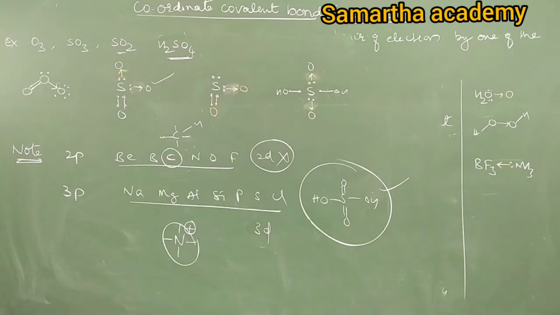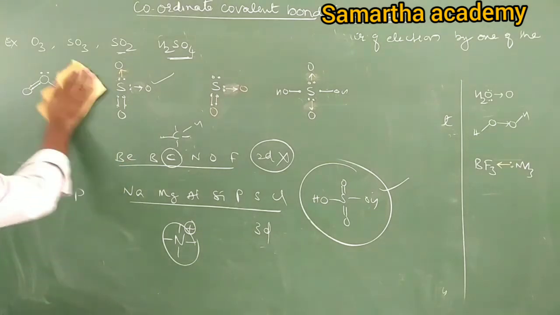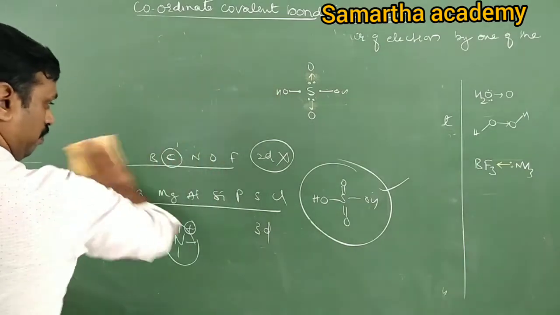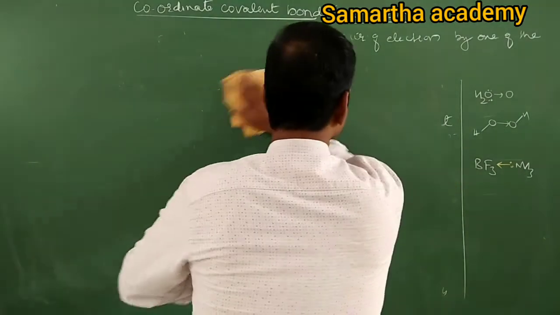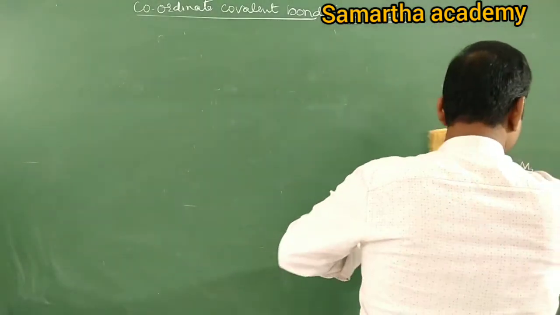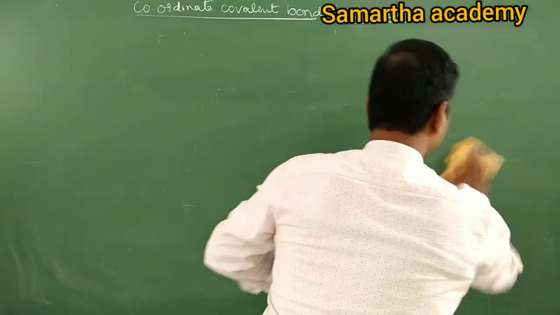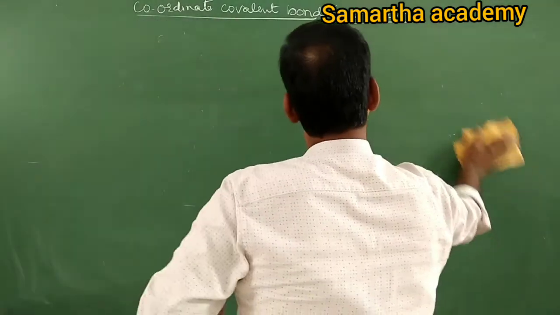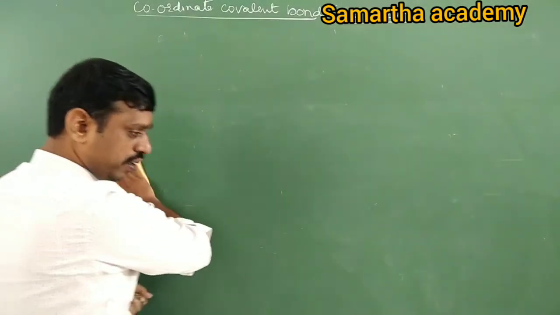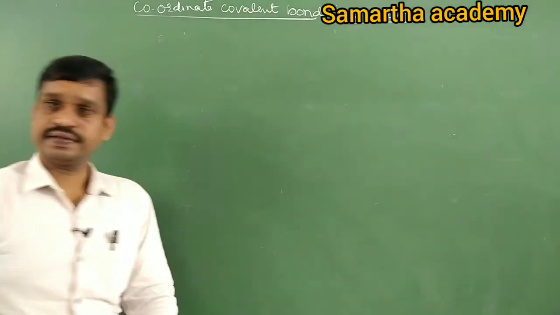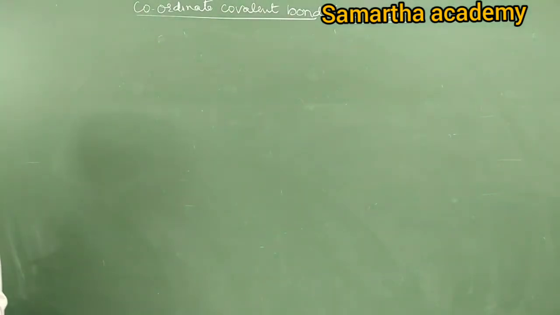Whereas third period elements have a vacant orbital in their outermost orbit. Hence, they can expand their octet.